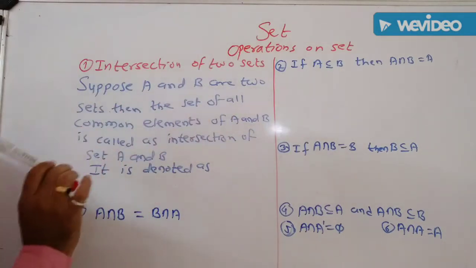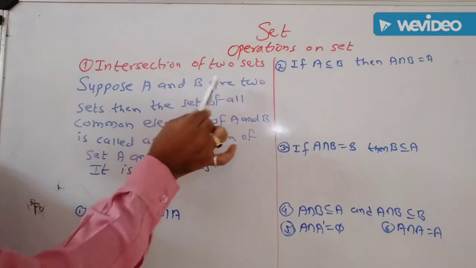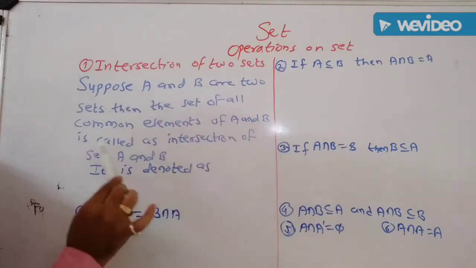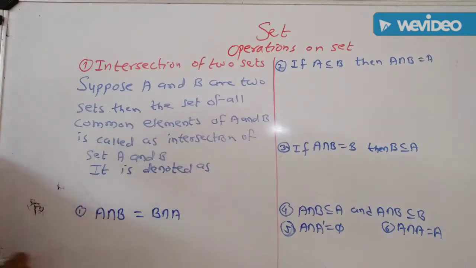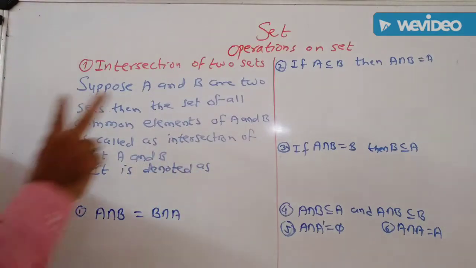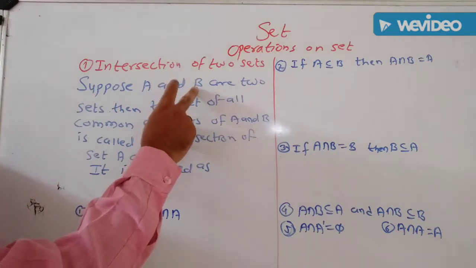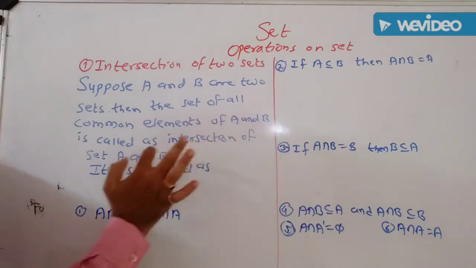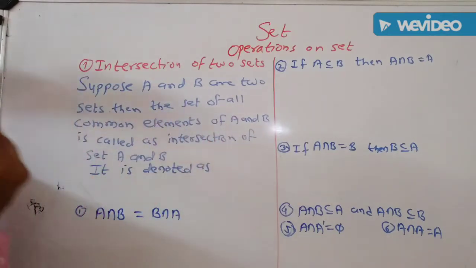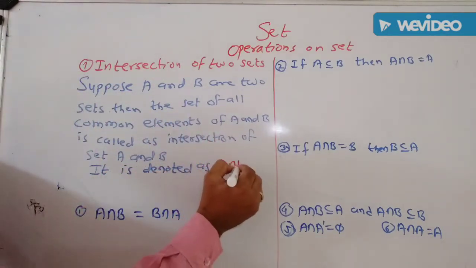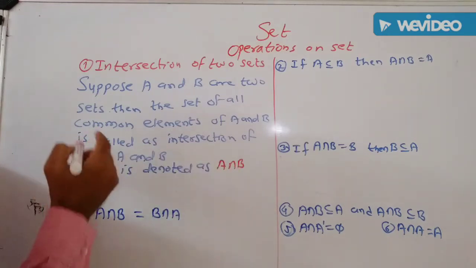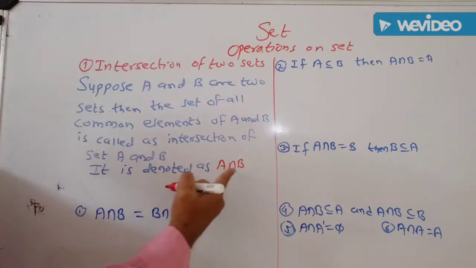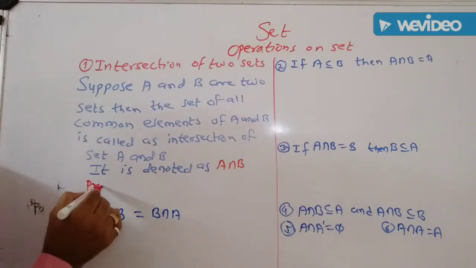What is meant by the intersection of two sets? Suppose A and B are two sets. Then the set of all the common elements of A and B is called the intersection of sets A and B, and it is denoted as A intersection B. That is, the set of all the common elements between the two sets is called the intersection of sets.